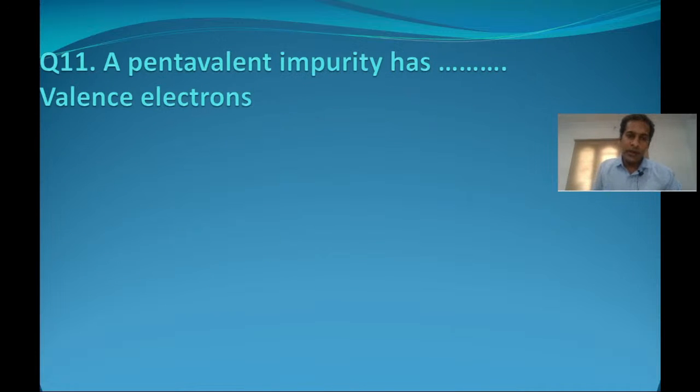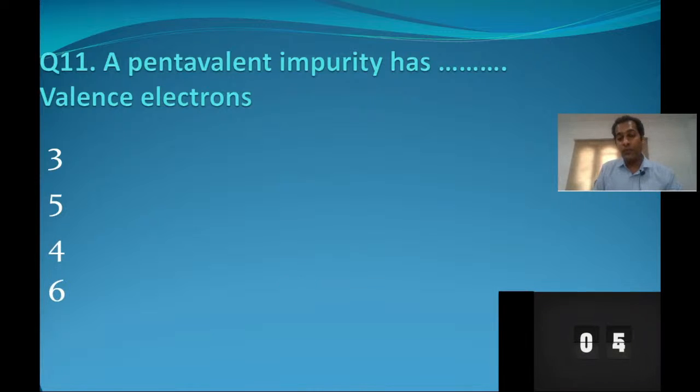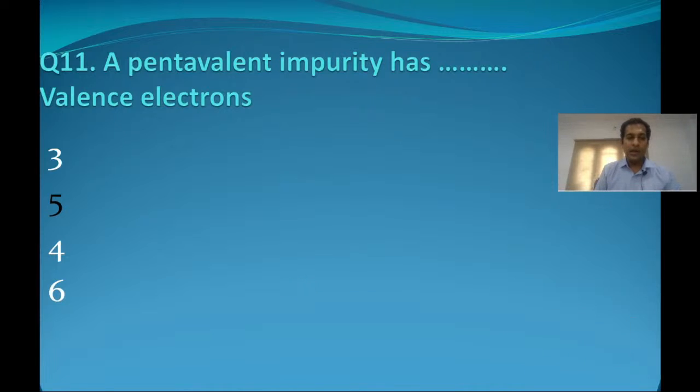Next question, a pentavalent impurity has dash dash valence electrons. The name suggests penta, so you have to think what the meaning of penta is. The name penta comes from the valency number, how many electrons are present in the outermost shell of the atom. So I think it's easy to guess. Your time ends now, and the answer is 5. Penta stands for 5, and there are 5 valence electrons.